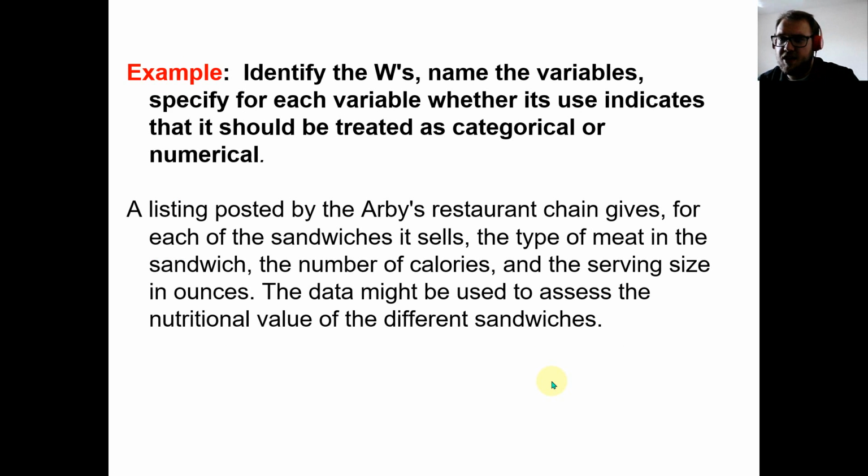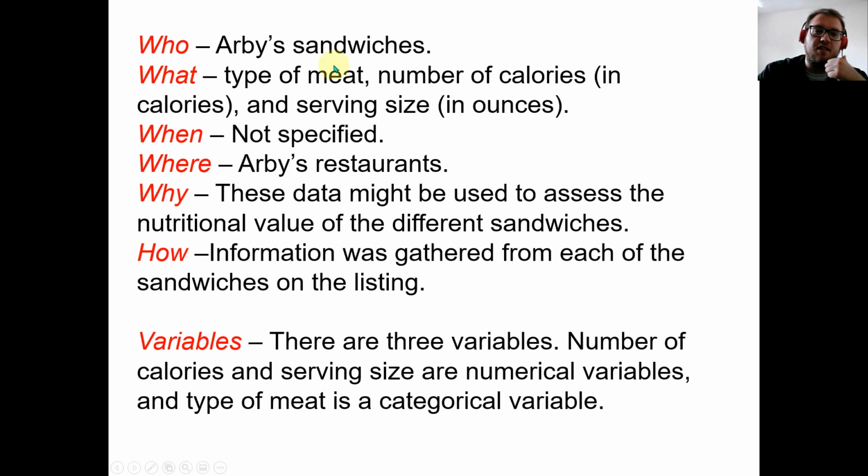So I would pause the video and work on this example by yourself. First, let's identify the 6 W's. Who: Arby's sandwiches. What: the type of meat, the number of calories, and the serving size. When: well, it's not specified. Where: it's going to be Arby's restaurants. Why: well, these data might be used to assess the nutritional value of the different sandwiches. And how: information was gathered from each of the sandwiches on the listing.